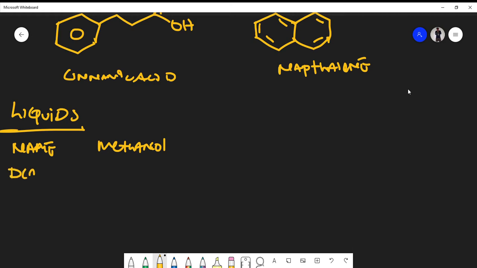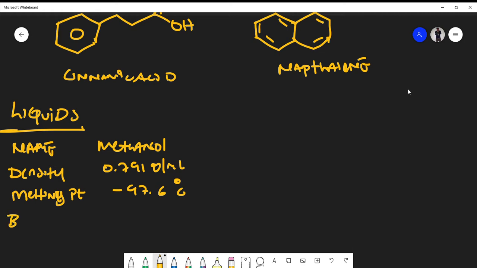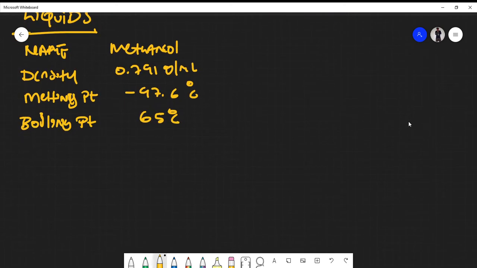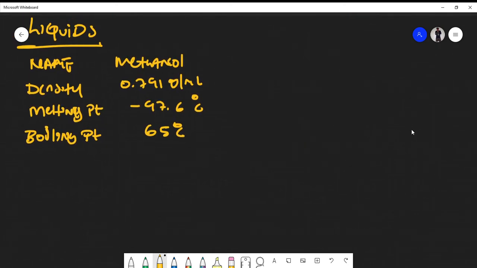The density is about 0.791 grams per milliliter. The melting point is actually negative 97.6 degrees C. And the boiling point is actually 65 degrees C. So these are some of the physical properties that you should expect to know for this lab.